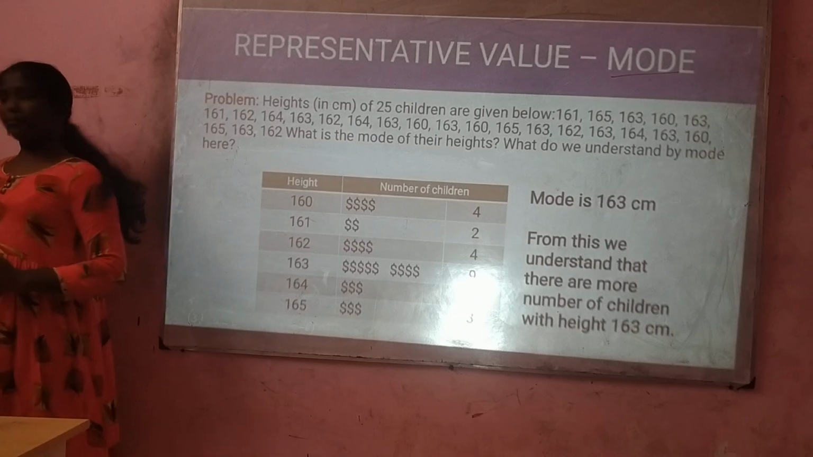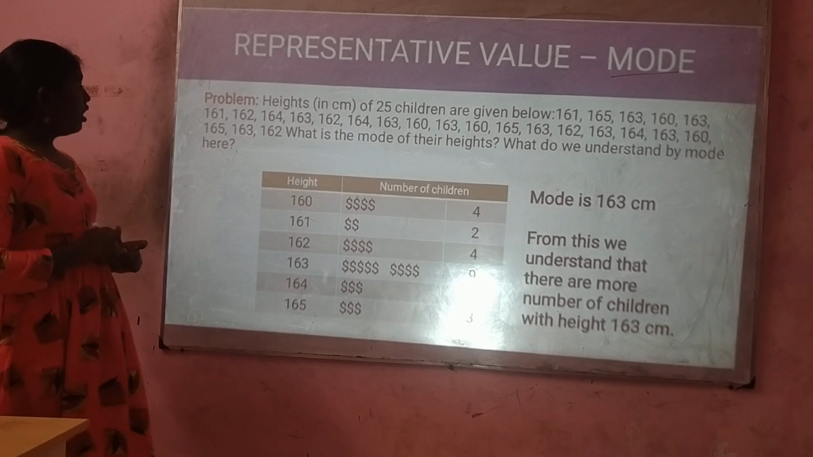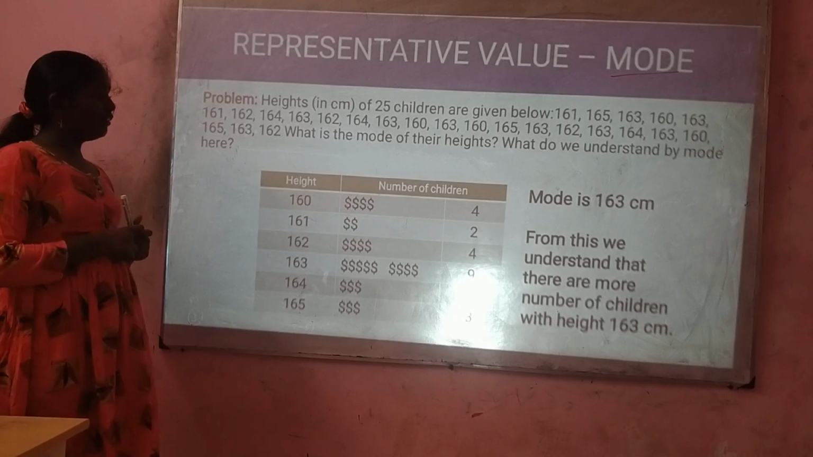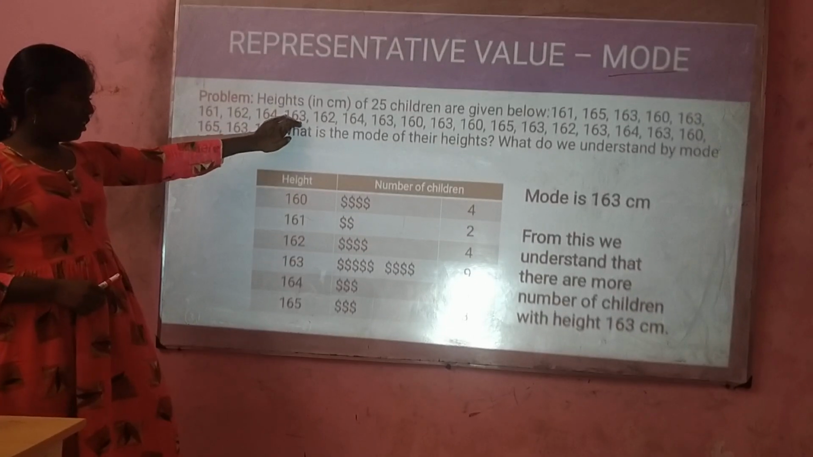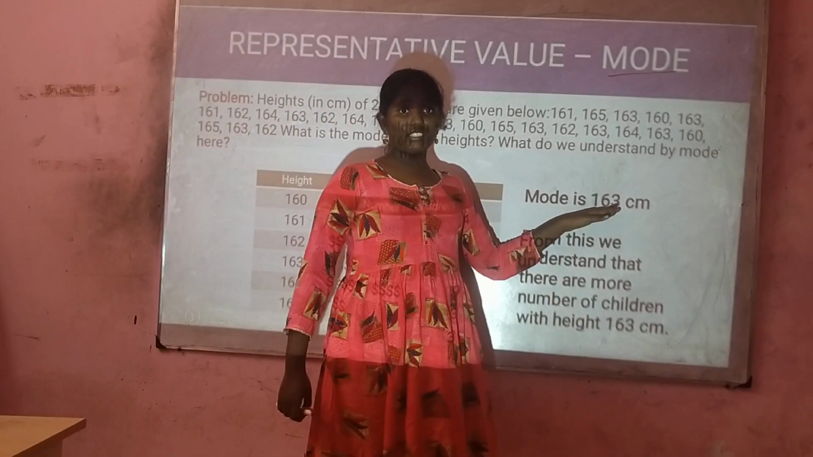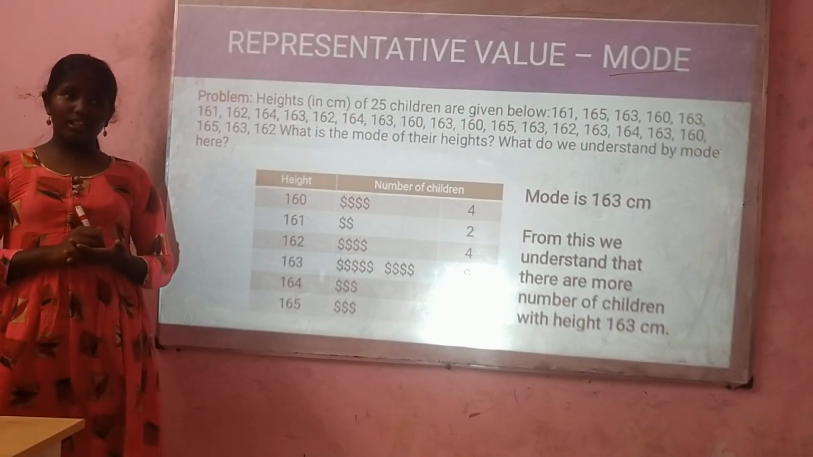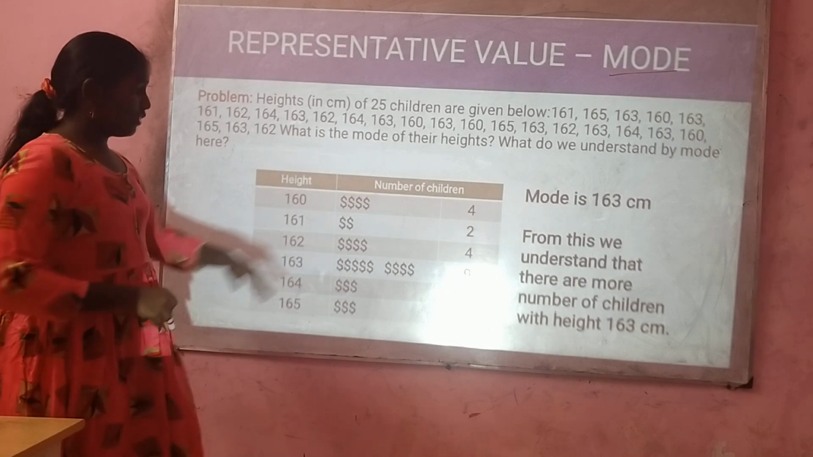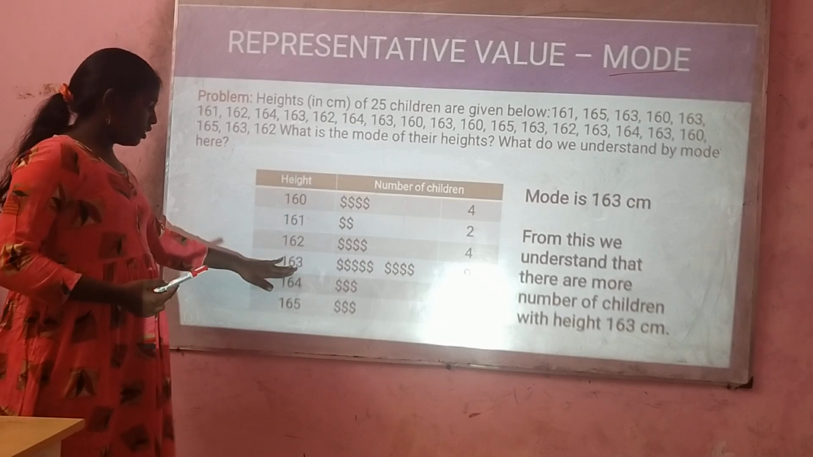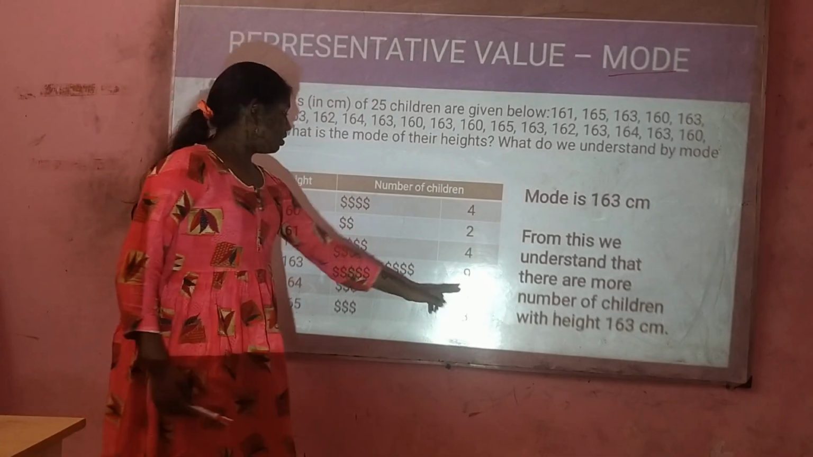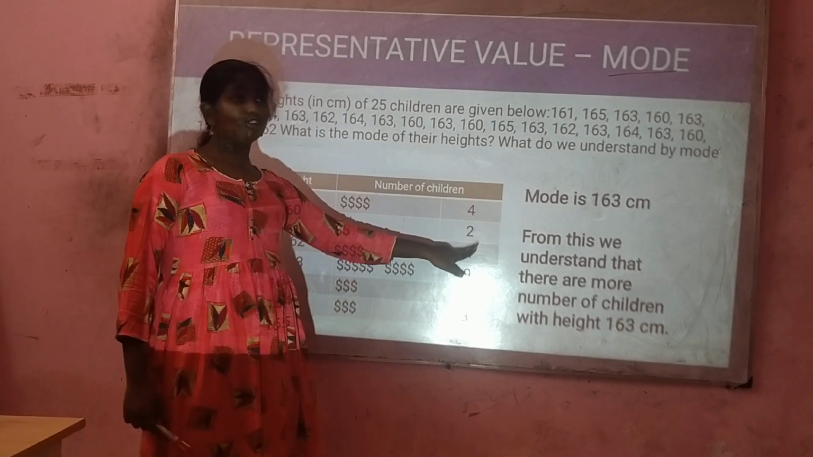Problem: heights in centimeters. Heights in centimeters of 25 children are given below. What is the mode of their heights? What do we understand by mode here? So in this observation, the mode is 163 centimeters, which means that among 25 students, many students' height is 163 centimeters. From this we understand that there are more students with that height. So for 163 there are 9 students, and the rest are reasonably okay, and 161 is the rarest with 2 students.